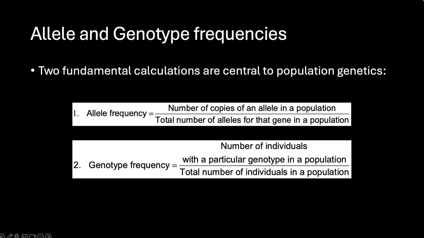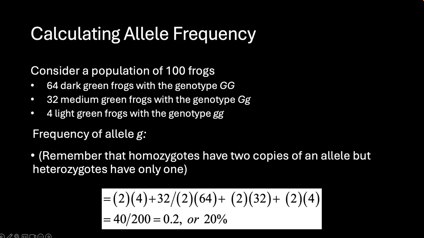Genotype frequency is much the same, with this equaling the number of individuals with a particular genotype in a population divided by the total number of individuals in that population. So let's look at an example of each. For allele frequency, consider this population. Pause this video and read the problem.